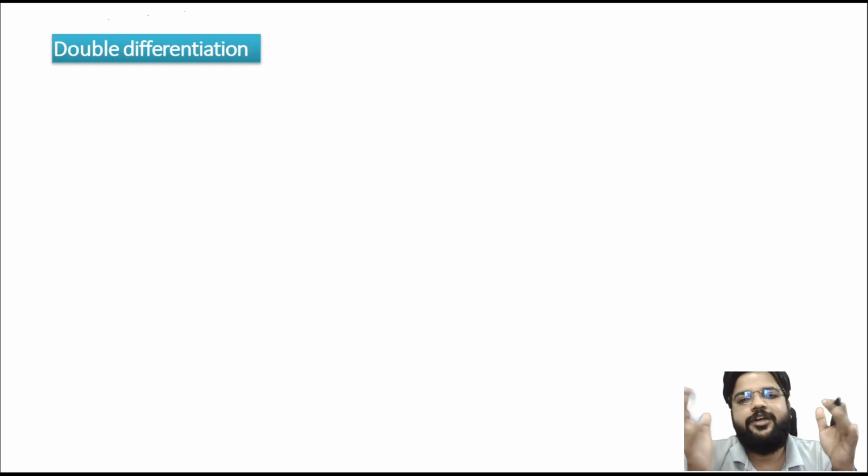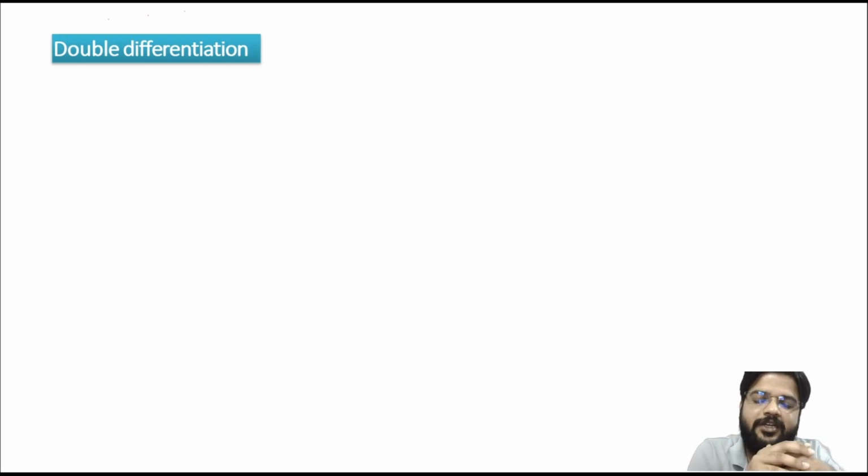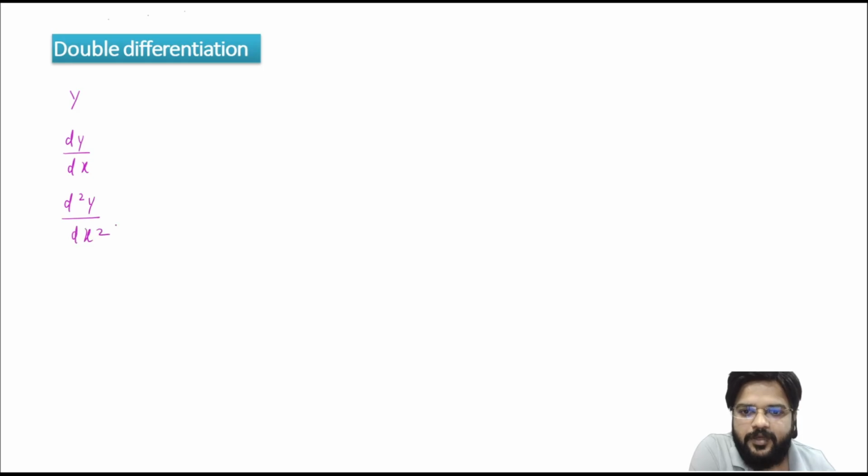Let's see the next topic, everyone, double differentiation. First of all, we will see how we represent double differentiation in different notations. Mostly we use Leibniz notation, everyone. Let's suppose we have a function y and we want to write the first derivative of y, correct? So it is dy by dx. This is the first derivative of y in Leibniz notation. If I write the double differentiation of y in Leibniz notation, it is d2y by dx square.